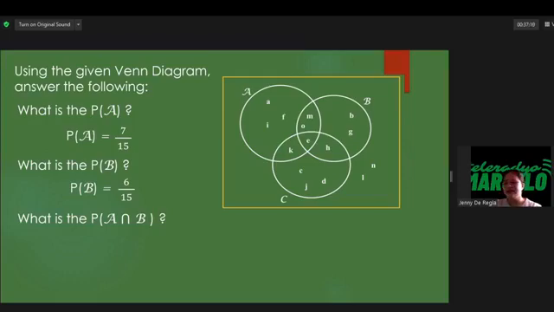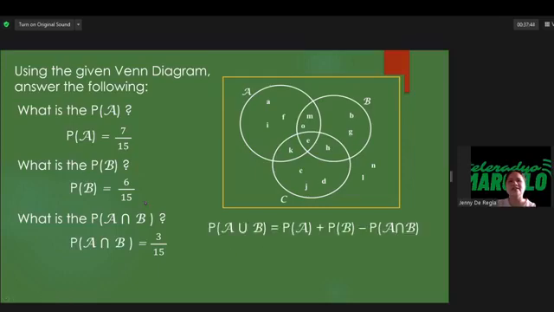Again, what is the probability of an event A intersection B? The probability of A intersection B is equal to 3/15. Since the letters inside the intersection are M, O, and E, so 3/15. Next, what is the probability of A union B?